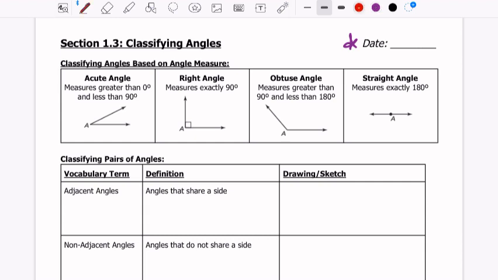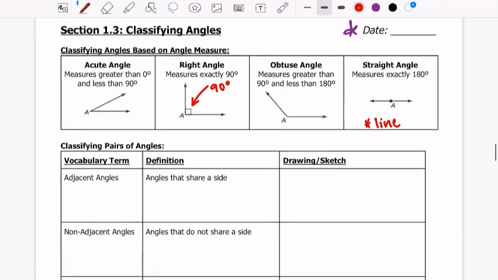And remember, when we know that it's an exact 90-degree angle, we go ahead and put a box in the corner. An obtuse angle measures between 90 but less than 180, and a straight angle measures exactly 180 degrees, okay? And a straight angle is going to look like a line. So every line really is a straight angle, okay?